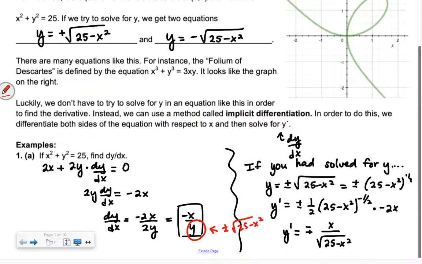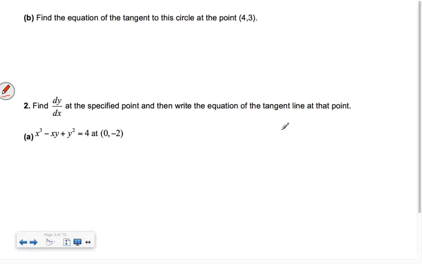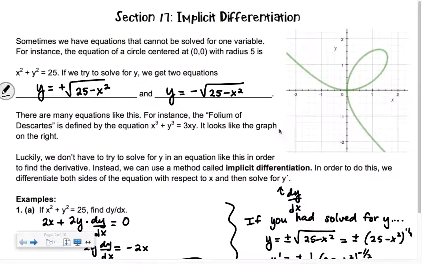Yes? Is there any difference why that one's negative and the other one is plus or minus? Okay, so let's think about that. I think it will make sense when you think about the particular points. So let's look at the next thing. It says find the equation of the tangent to the circle at the point 4, 3. Actually, Will, answering your question, let's just do this.